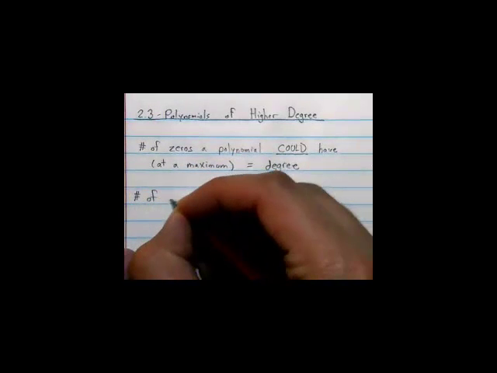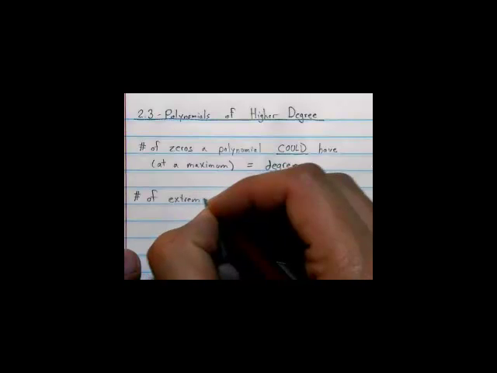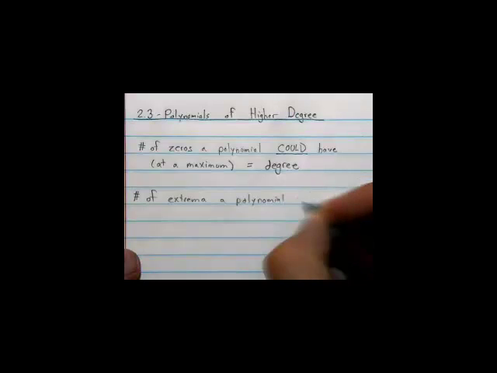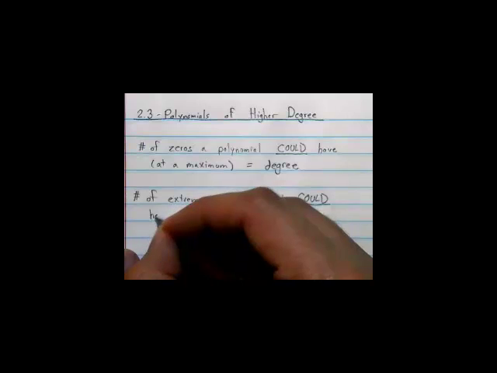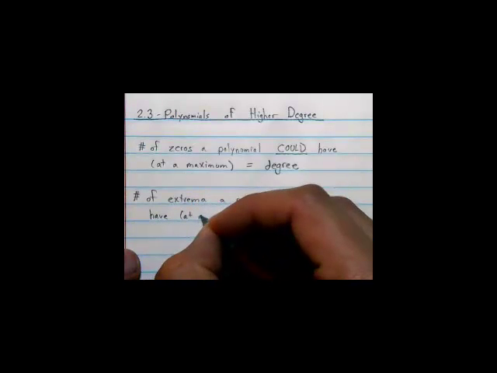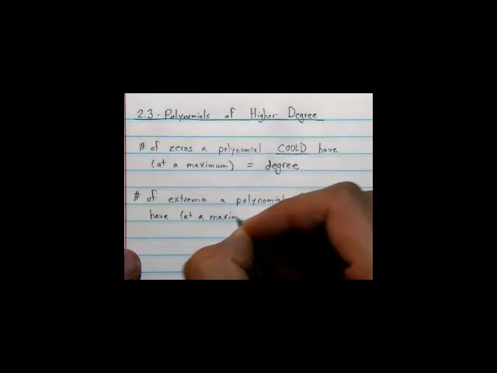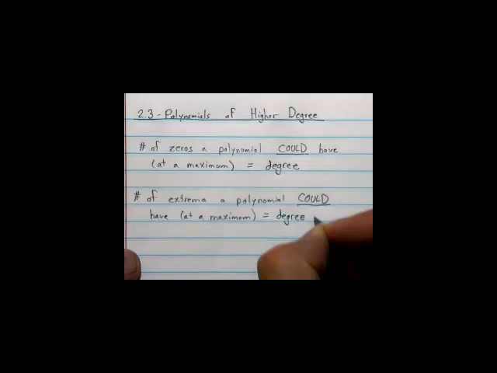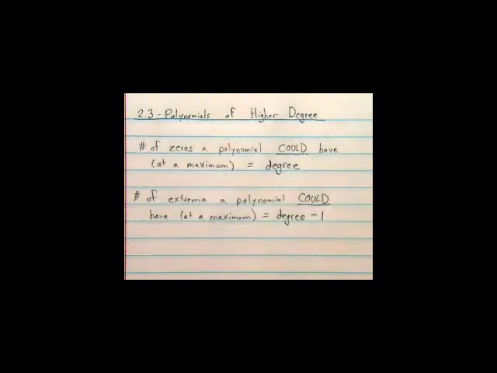Likewise, the number of extrema a polynomial could have, at a maximum, is equal to the degree minus 1. It was always 1 less. So like parabolas have 1 max or min, cubics could have up to 2, quartics could have up to 3. That was all that stuff we talked about on the first page.